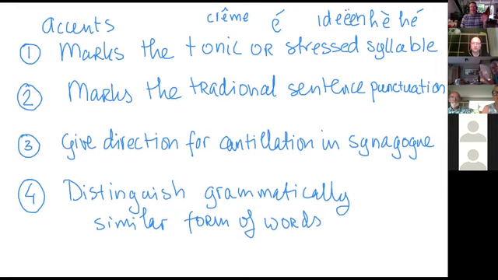So we have accents in language to direct us in the right pronunciation of the word or even the sentence.